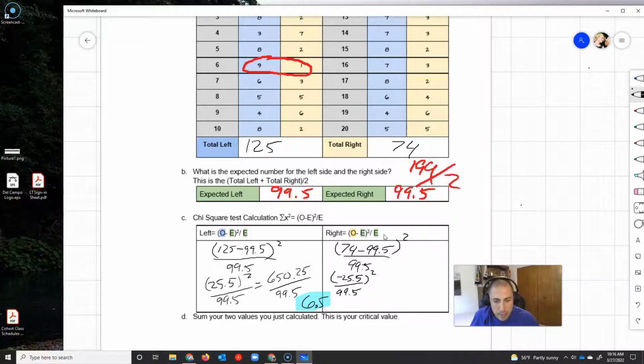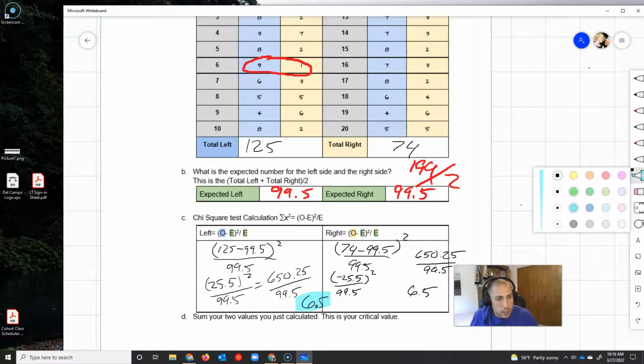I'm going to get rid of that negative. It's going to be 650.25 divided by 99.5. And that's going to give me 6.5. And I'll do this one green just to keep things all nice and color-coded.